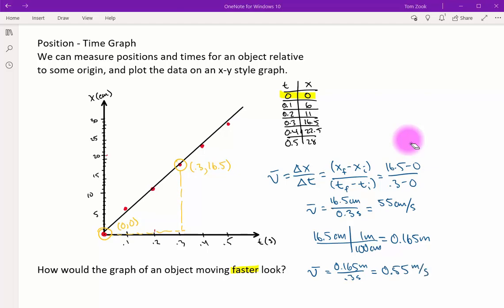Now, that doesn't necessarily mean anything to you, it's just a number, but it's something that we can use for comparisons later. Now, we're going to take a pause in this video because it's about 15 minutes long, and then pick up part 2, where we're going to talk about what happens when an object is accelerating.